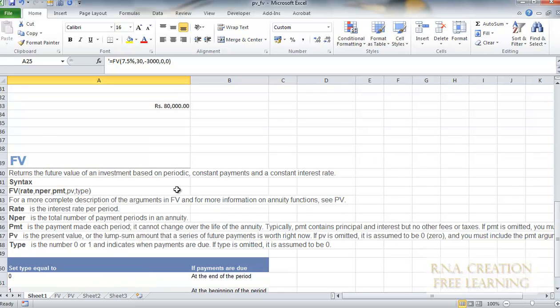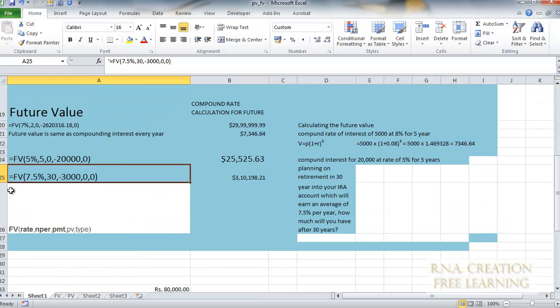The future value syntax is, as you can see, what it says is R stands for the rate of interest per period, and per is the total number of payments per annuity. It is exactly like the present value. You just have to look into the details if you want to use it. Otherwise, I have made it very clear what it is.